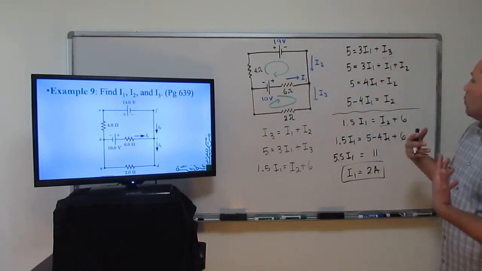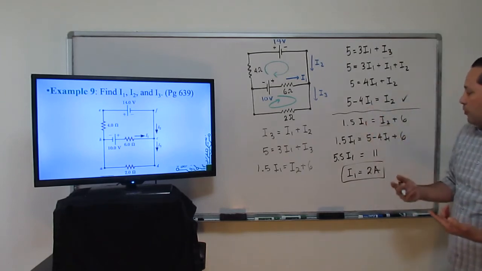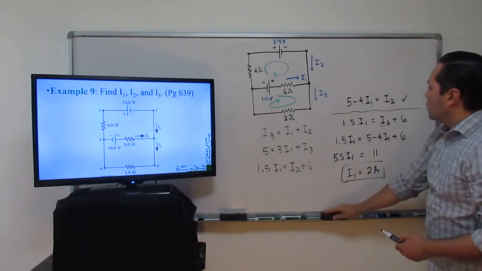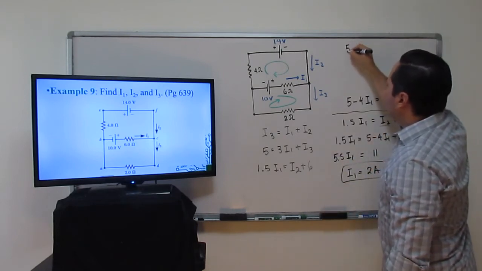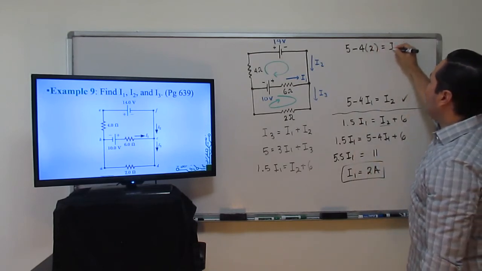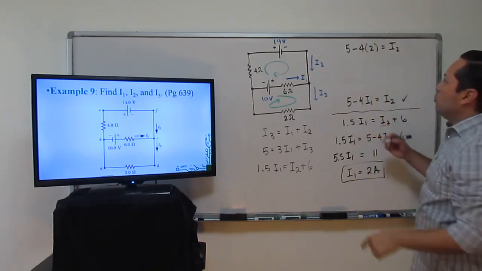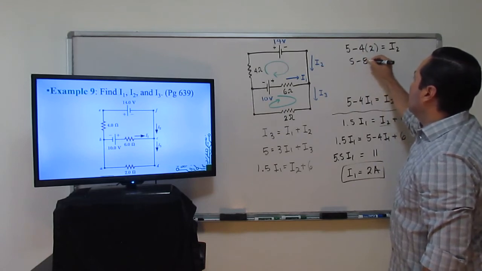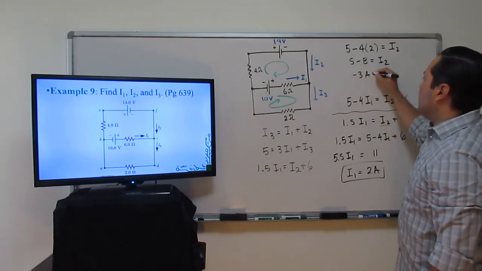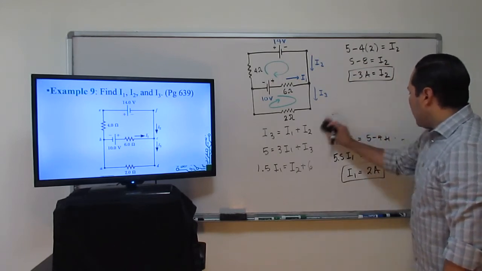Now that we have that, we can use it in other formulas to solve for I2. For example, this formula right here lends itself perfectly since we know the value of I1 is 2 amps. So I'm going to rewrite the formula here, but for I1, I know it's 2 amps, so I'm going to put a 2: 5 minus 4 times 2 equals I2. 4 times 2 gives us an 8, and then subtracting, we end up with negative 3 amps. That is the value of I2. And there we have it. So we got I1 and I2.